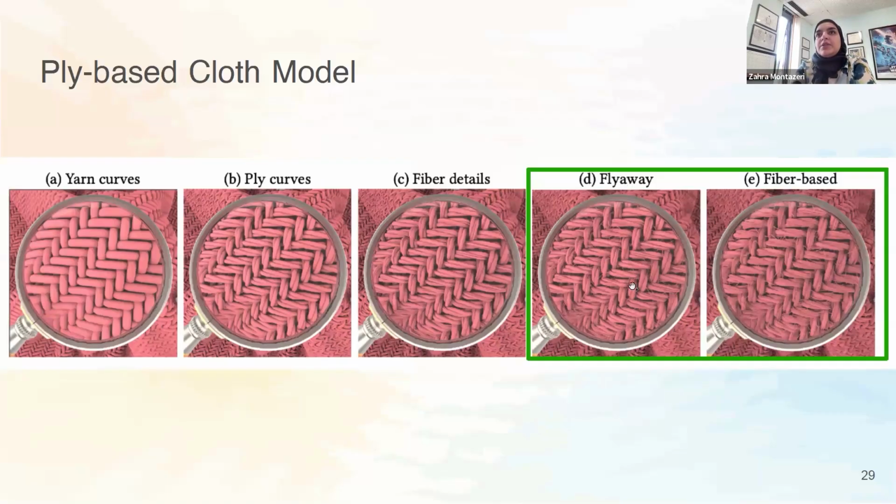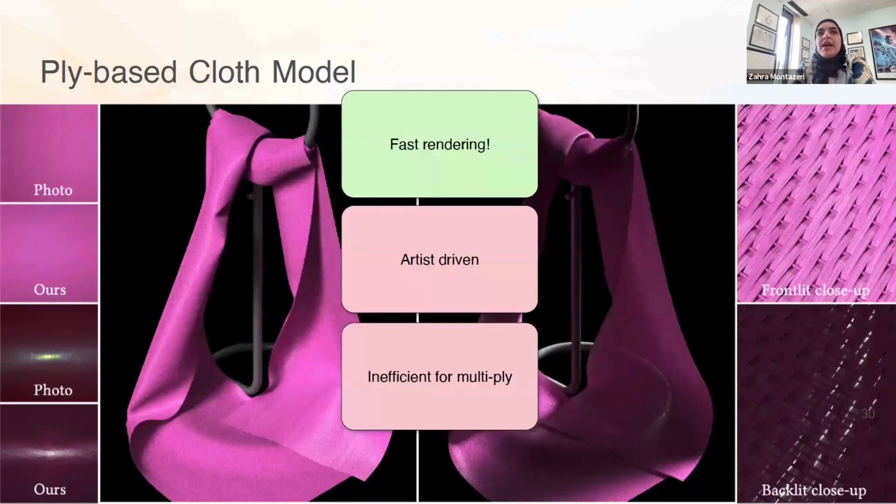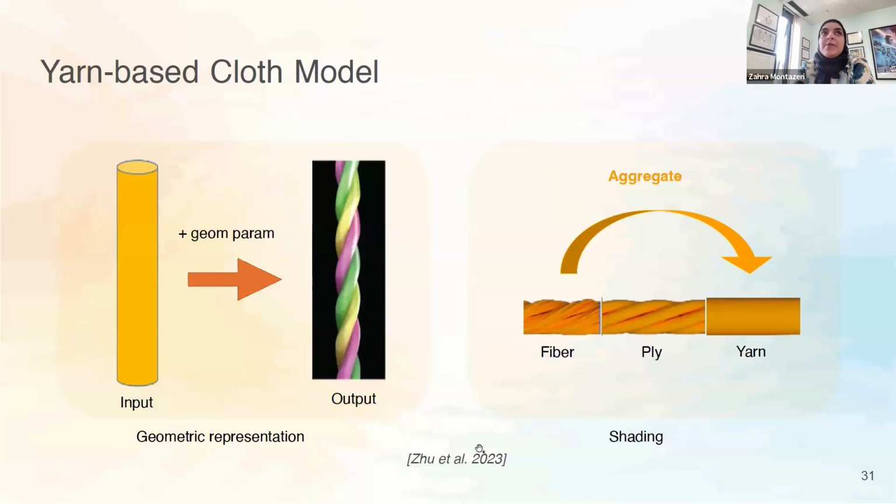This is the result compared to the reference on the right. We can offer the same level of appearance, and in this way, we can do very quick rendering. But the drawback is that it's artist-driven. It's not very physics-based, and if we have a lot of plies, then it's also not very efficient. Then we came up with a different approach where we can do this all analytically.